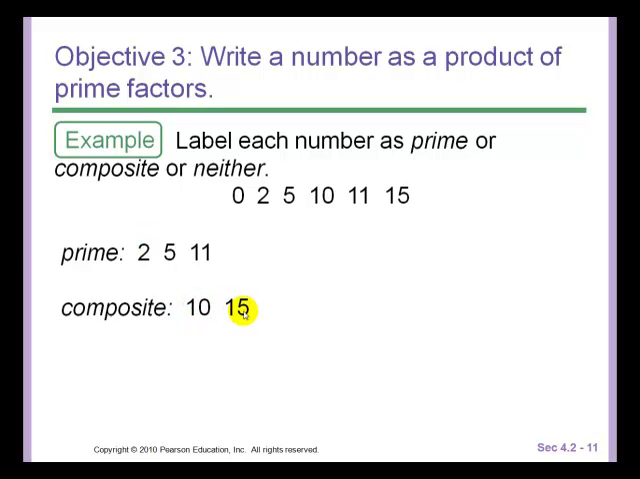The composite numbers are 10 and 15 because we could divide them by things like 2 or 5, or in this case 3 or 5. 0 is neither prime nor composite.